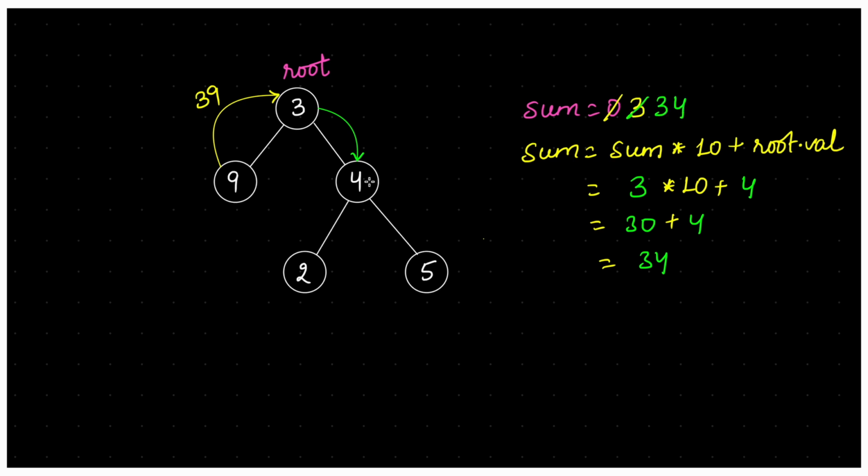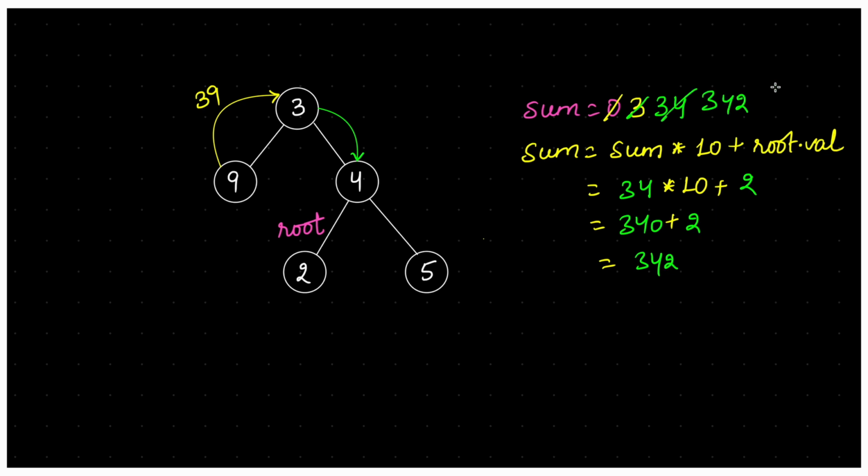Nice. Now once again, you are at this node, and again you try to go to the left. So you will come to this node, which is 2. And now once again you will calculate the sum, because this current node is not null. So the current sum so far is 34 into 10 plus the current root value, which is 2. So this would become 340, and plus 2 is nothing but 342. So your current sum has now become 342.